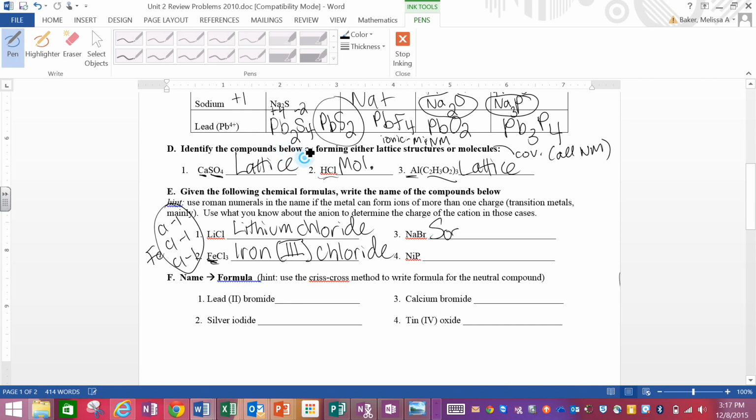Number 3 is straightforward, sodium bromide. Oops, sodium bromide. I can't write. And number 4, nickel is a transition metal. So automatically, so you don't forget, nickel, leave some space, phosphide. Phosphide always has a -3 charge. So what cancels out a -3? A +3. So that would be nickel 3 phosphide.